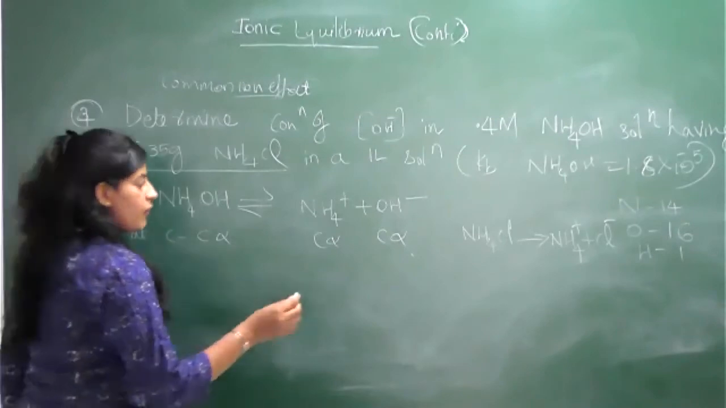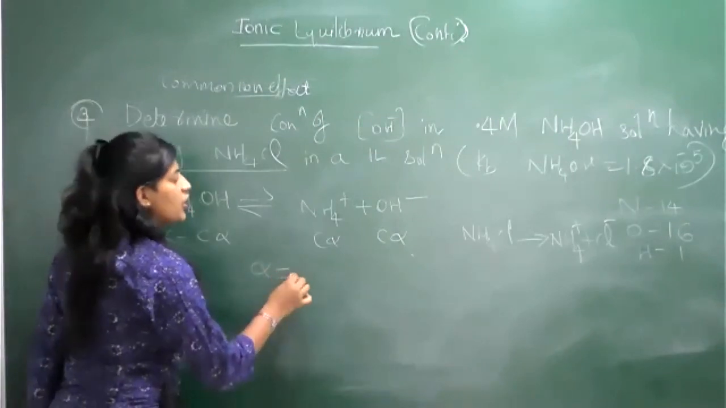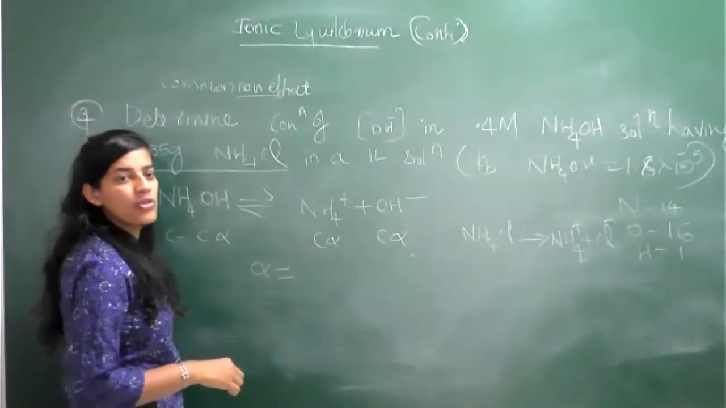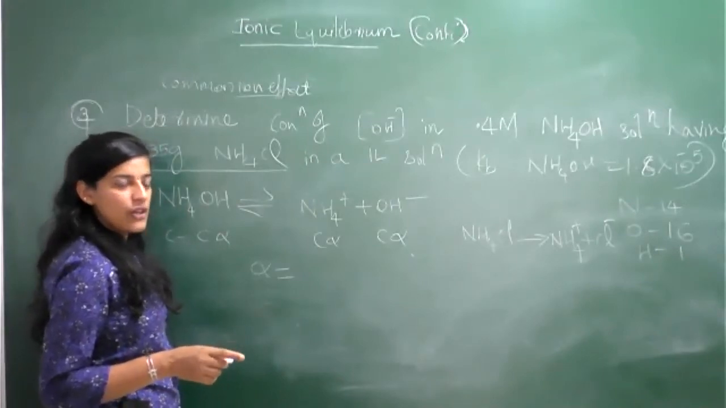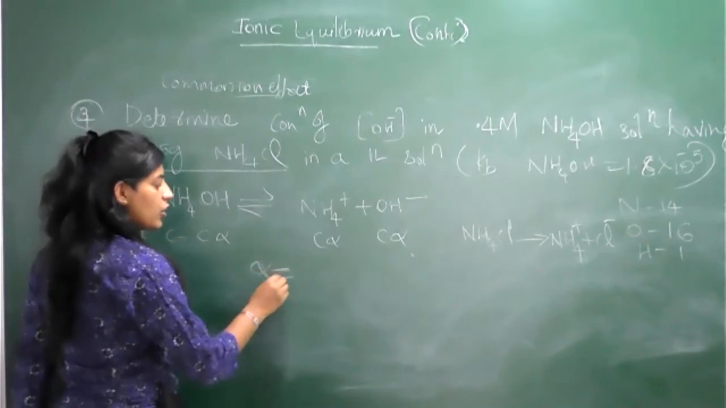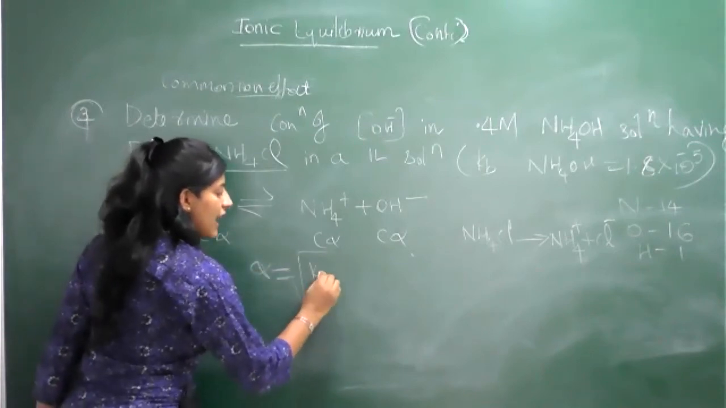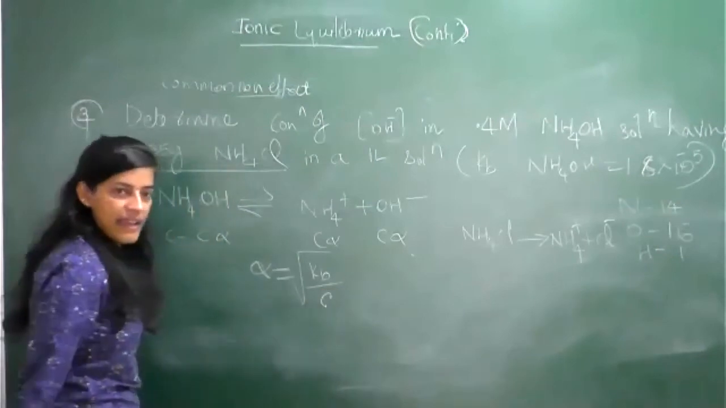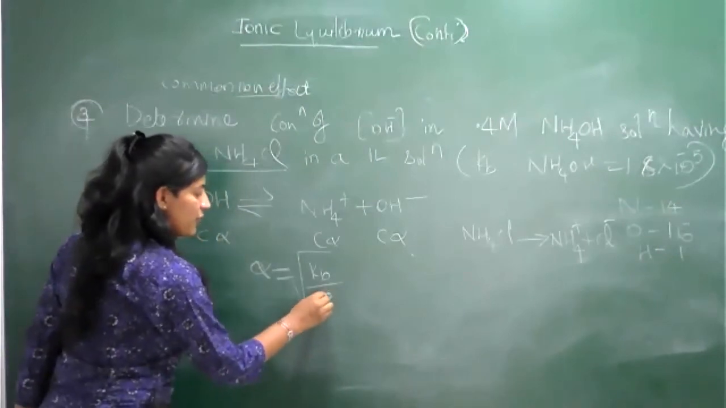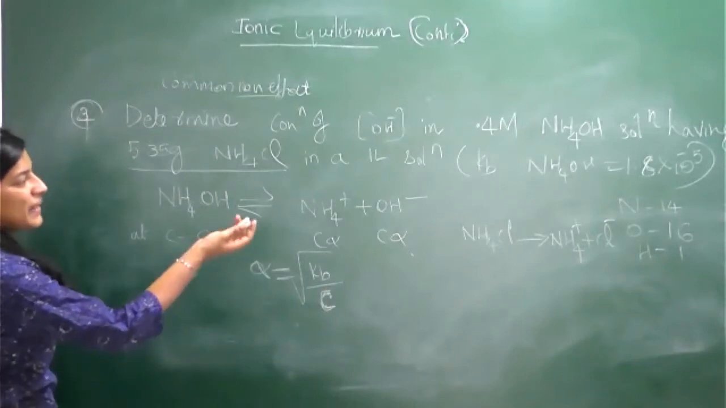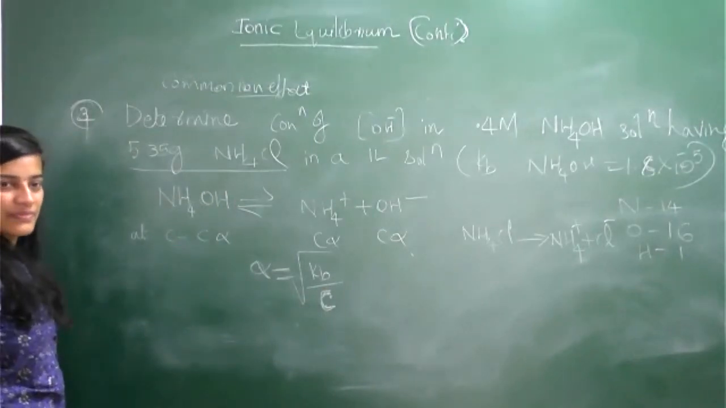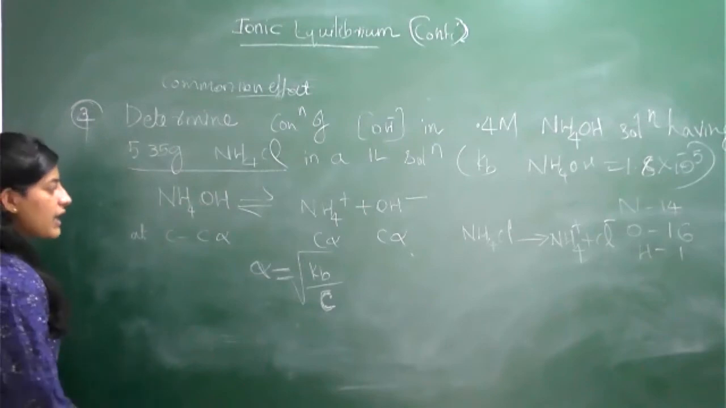One more thing. Alpha in the presence of Kb value, how will you find out? Ostwald dilution law is with you. Alpha is equal to root of Kb divided by C. So with the help of this, you can easily find out the alpha. Kb is given to you, that also you can use.